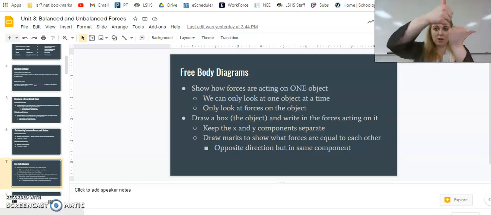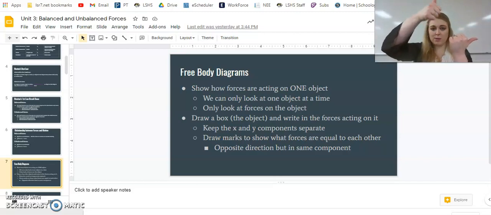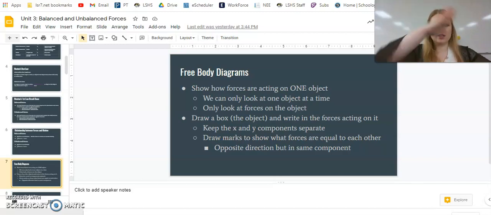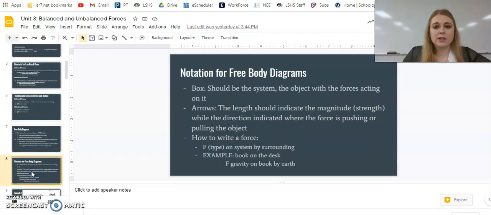So you can't have one and one here. Those would not be equal. Those just mean that this was the first one maybe here and the first one here. So they have to be going the opposite direction, but in the same plane. Sometimes we have the X plane and then the Y plane. The Y plane goes up and down like on a graph, the X plane goes side to side like on a graph. So keep in mind that we'll look at the Y components, and then we'll look at the X components as well.